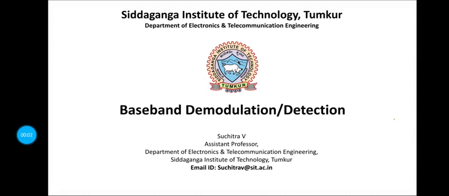Hi all, let us begin with the next session on baseband demodulation or detection. So we are talking of baseband demodulation. One can ask why this baseband signaling is required in the first place, since the received waveform will already be there in the form of a pulse. So why is demodulation needed again?